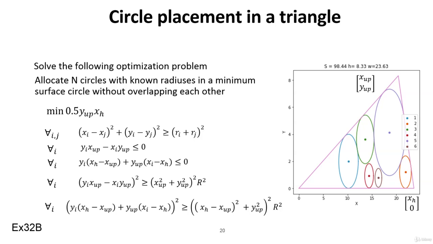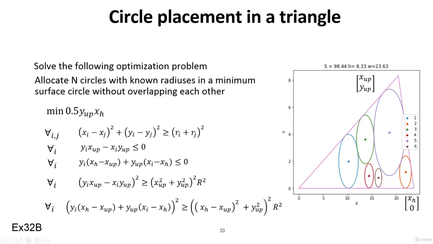As you can easily see, the area of the triangle is calculated by xh multiplied by y up here multiplied by half. It gives you the surface of the area of the triangle. And the first constraint can be easily understood because it is telling us that each pair of circles should not have any overlap with each other.